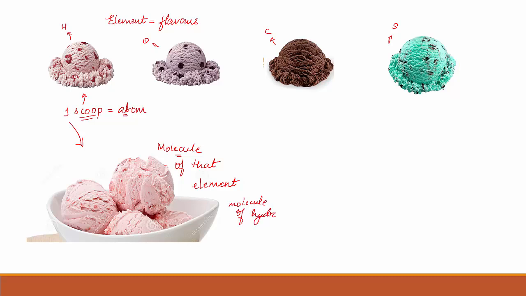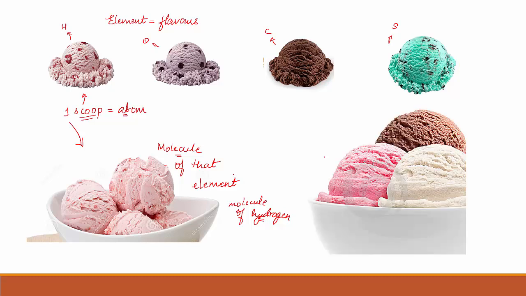A molecule of hydrogen. What did we say a compound was? We said that a compound is something that is made up of various elements. So what happens next? Suppose I don't want just hydrogen. I want everything. When I go to an ice cream store, I want a scoop of every ice cream that I can lay my eyes on. So I have one scoop of strawberry here, one scoop of vanilla, one scoop of carbon. So when we have a mixture of atoms of various elements, we end up with a molecule of a compound.